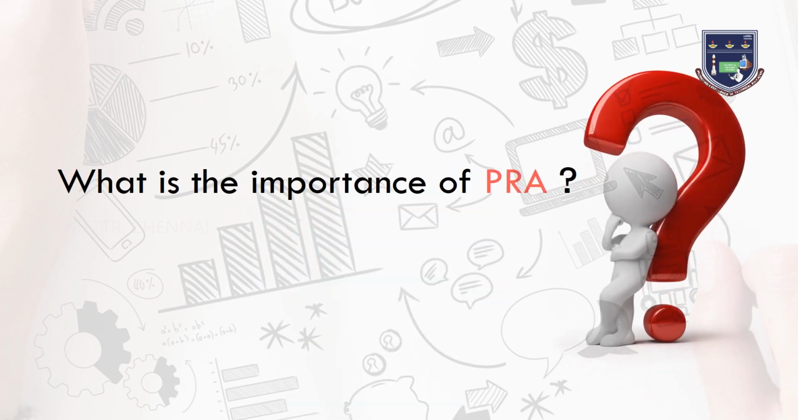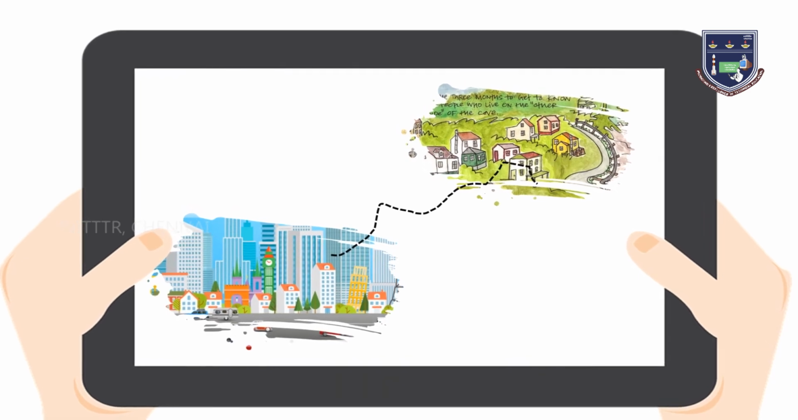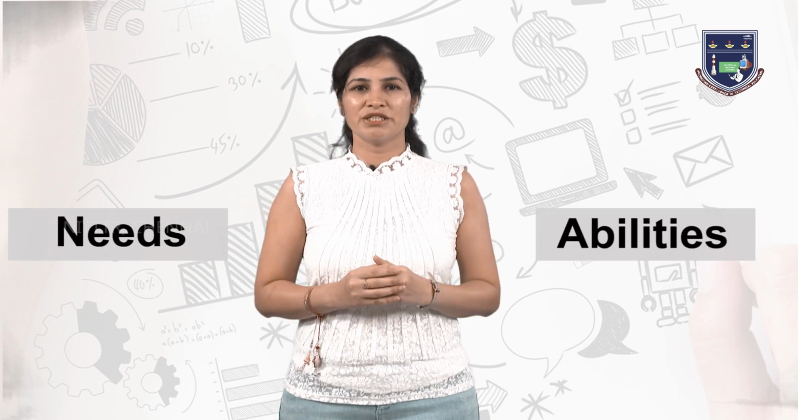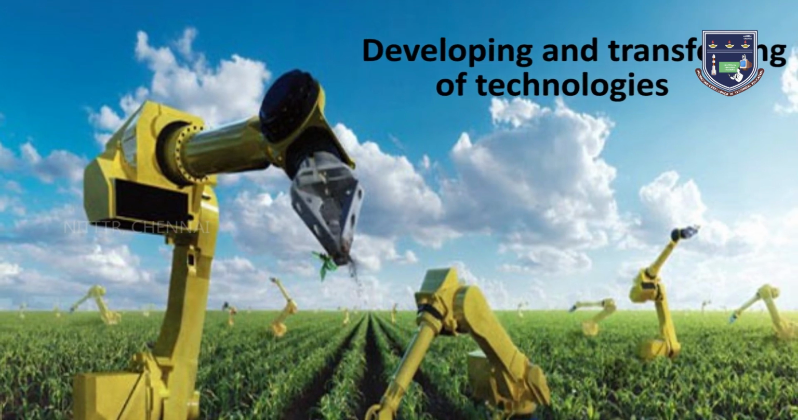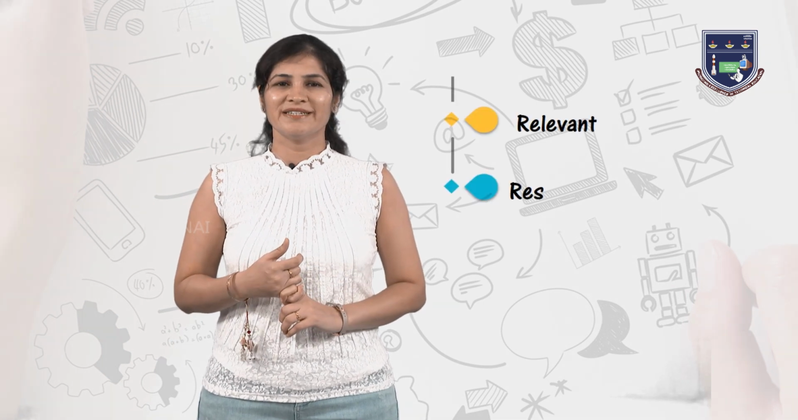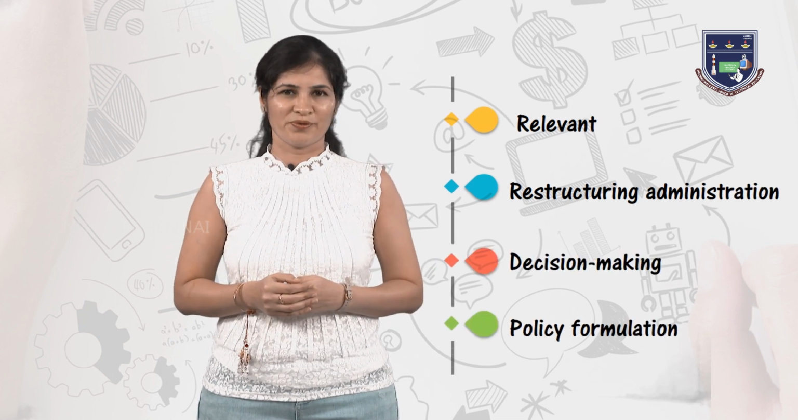What is the importance of PRA? If we talk about the importance of PRA, it provides you basic information where little is known. I mean, if you are outside of any area and you want to gather general information about a particular village, in that case you can use PRA. Then it gives a better picture of the needs and the ability of an organization to meet them. It's very useful for developing and transferring appropriate technology. PRA is helpful for planning projects that are more relevant, restructuring administration, assisting in decision making and policy formulation.